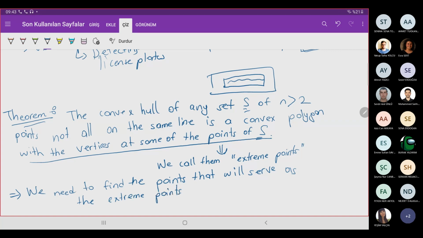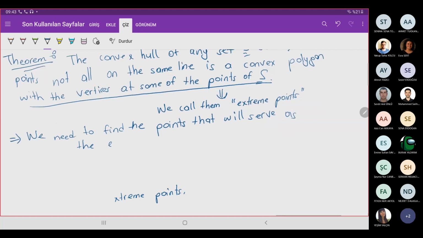So what do I mean by this visually? I have a set of points, not all of them on the same line. If they are on the same line, then it doesn't matter, okay? There is just some line. I don't want that. I will select a subset of these points, which are called extreme points, and they determine the boundary of this region. Okay. For example, here, do you think this is one of the extreme points?